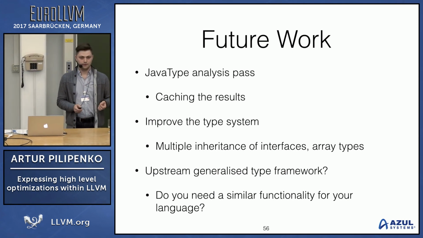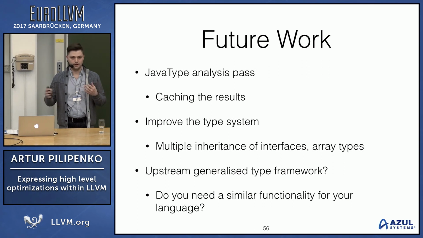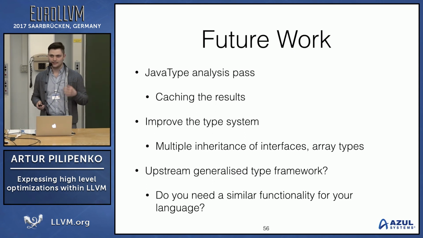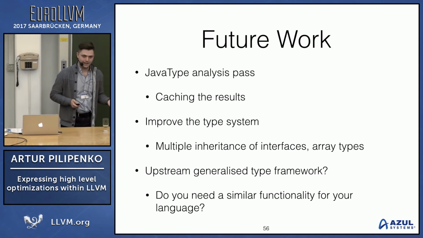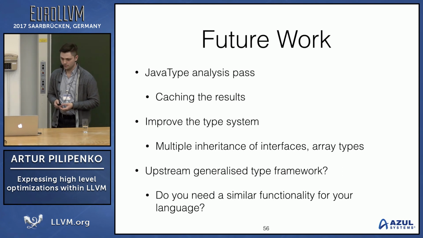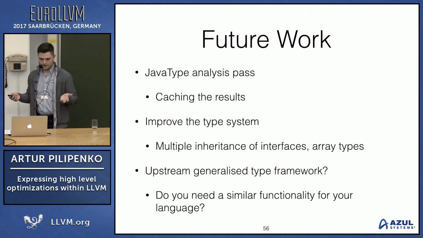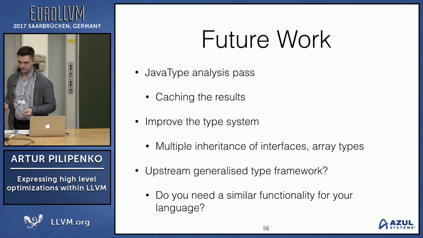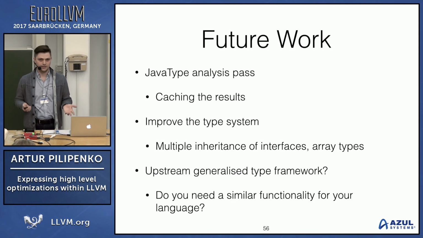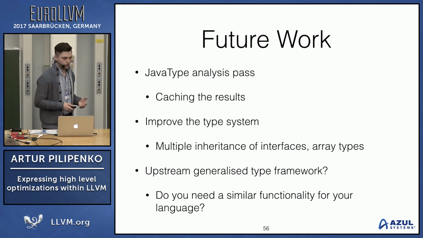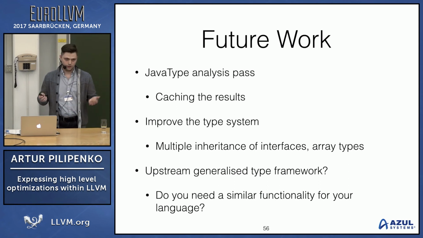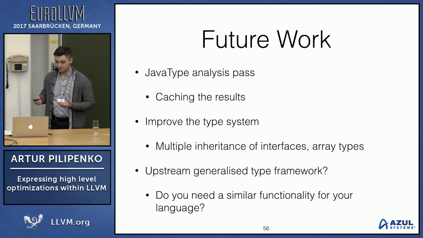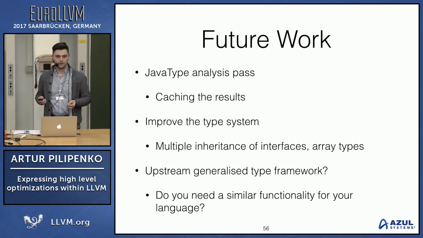For example, we can have array length as a part of the type system, and we can do some optimizations about it. And like with everything else we built, we would be happy to see this upstream and being used by others. Well, granted, the JavaType framework is Java specific, but we think that this framework can be generalized. So if you are working in a language which will require similar functionality, welcome and talk to us. Probably we need to discuss and to think about the shape for a generalized type framework which will make sense upstream.